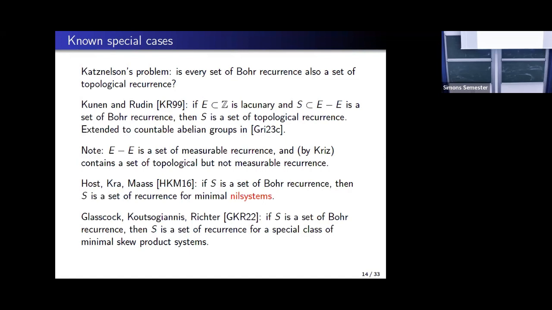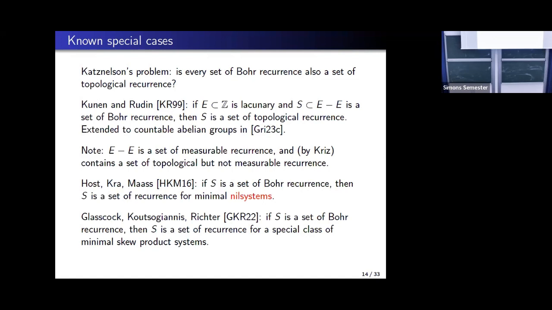Host, Kra, and Maass proved that if S is a set of Bohr recurrence, then S is a set of topological recurrence for minimal nil systems. But if I understand right, you actually get measurable recurrence. Is that right? For nil systems. So that's interesting.